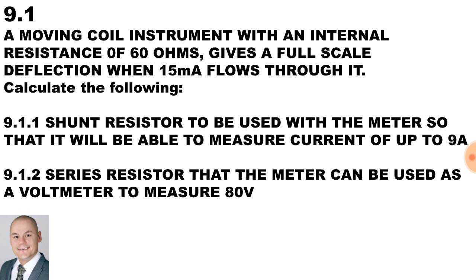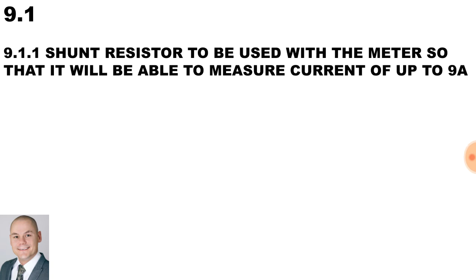Right, moving on to measuring instruments. A moving coil instrument with an internal resistance of 60 ohms gives a full-scale deflection when 15 milliamps flows through it. Calculate the following. Now, 9.1.1, in order to change this into an ammeter, a shunt resistor is to be used with the meter so that it will be able to measure a current of up to 9 amps.